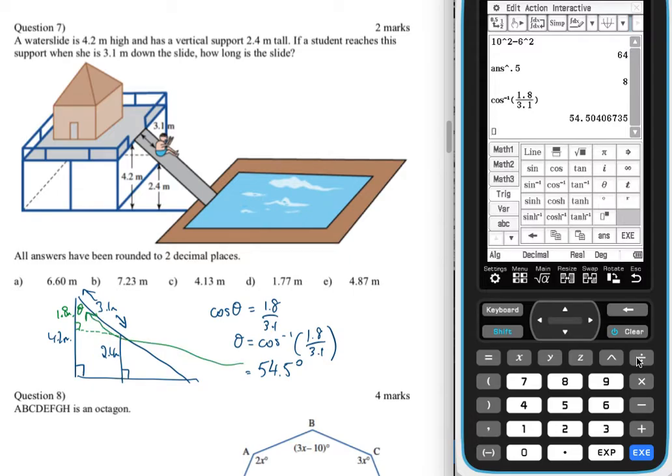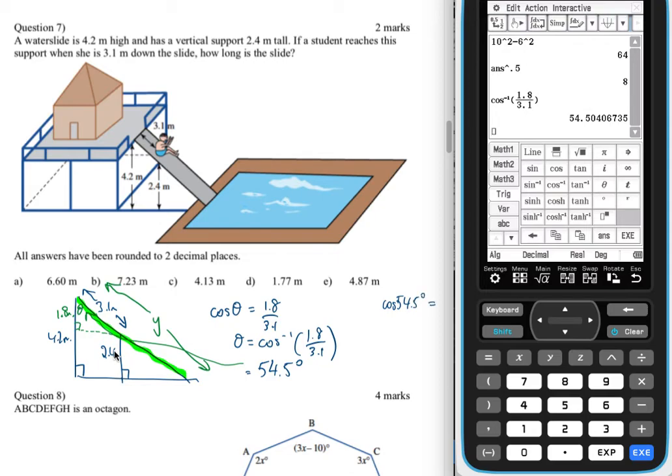Now how can we use that to figure out the length of the slide? Well, we know the length of the slide, I'm just going to call it y, is that total length there. And to highlight that in green, I'm trying to find that length there. Now, we know this angle here now, and we know the height of the slide is 4.2 meters. Therefore, we can use cosine again to help us solve what y is. So, cosine 54.5 degrees is equal to 4.2, which is the adjacent side, over y.